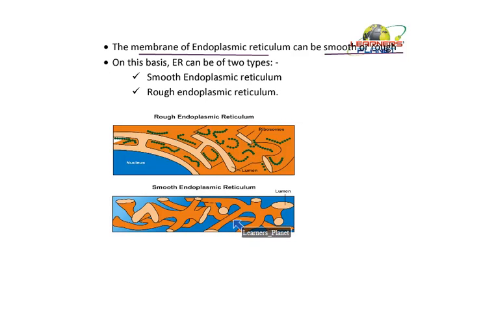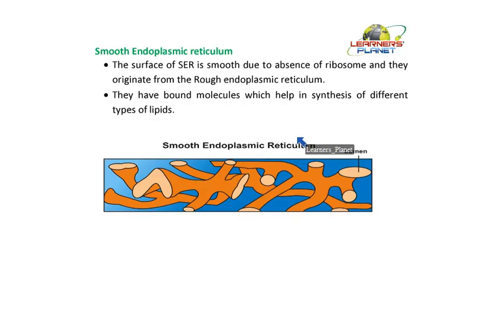And of course, externally the surface is almost smooth, and this is because of the absence of these structures. Besides, you can see in this another picture, the surface contains some attached round bodies, and these round bodies are known as ribosomes. If the ribosomes are attached over the membrane, then it is known as a rough endoplasmic reticulum. So smooth endoplasmic reticulum is smooth because of the absence of ribosomes.